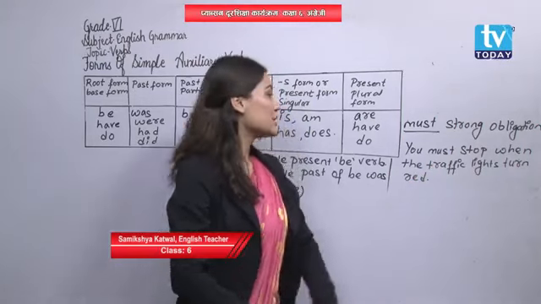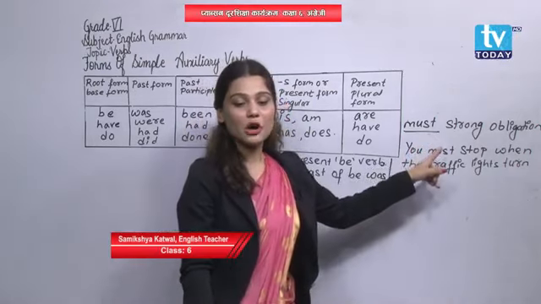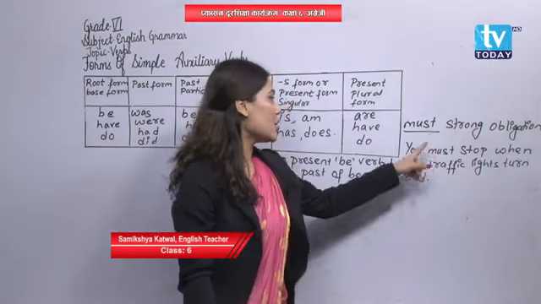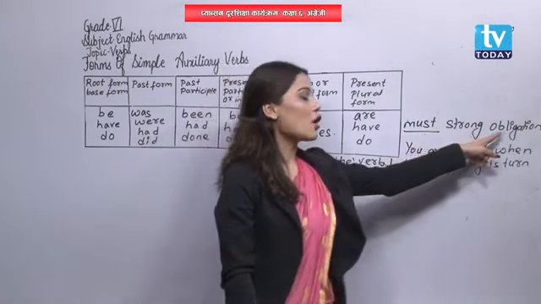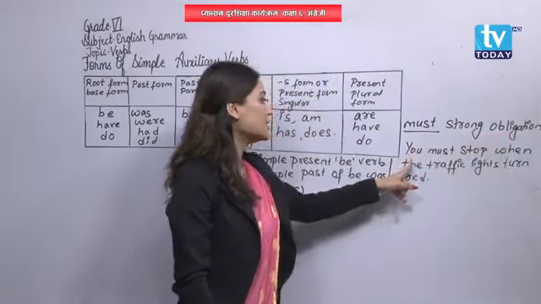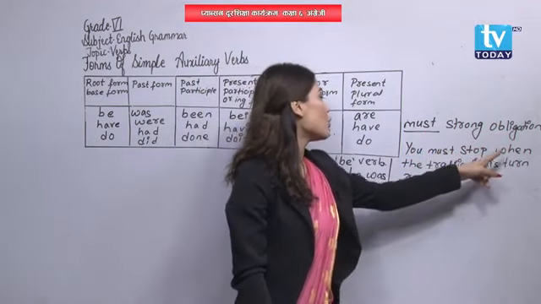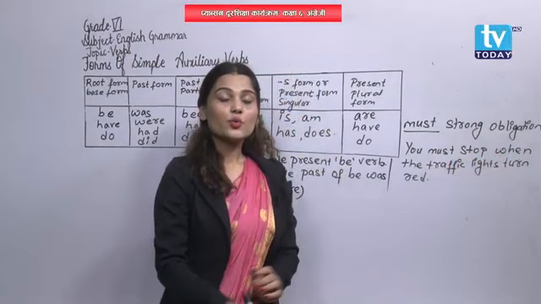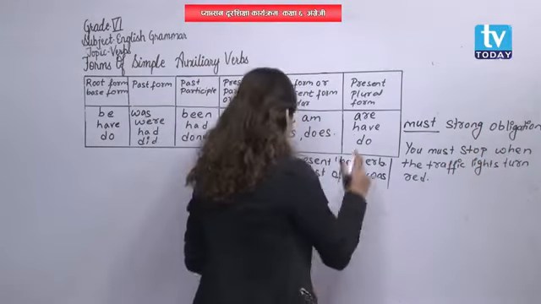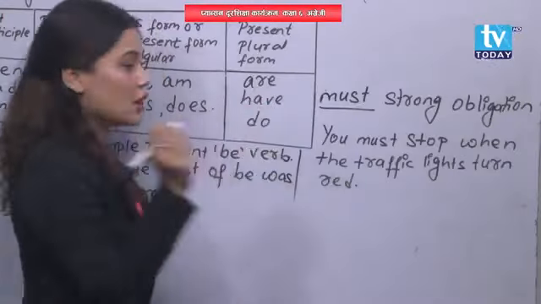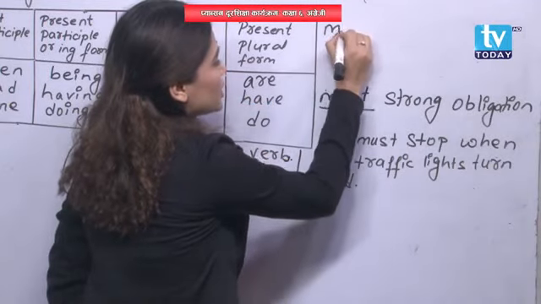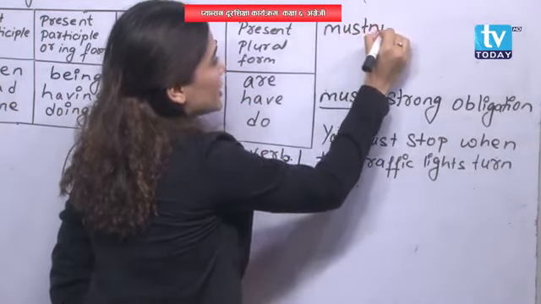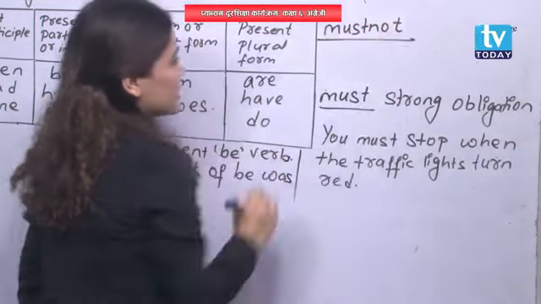Yes or no? So this is an example of modal verbs, modal auxiliary verbs. Must is a strong obligation, and the example is: you must stop when the traffic lights turn red. So what will be the next example? You can make an example of must not also.